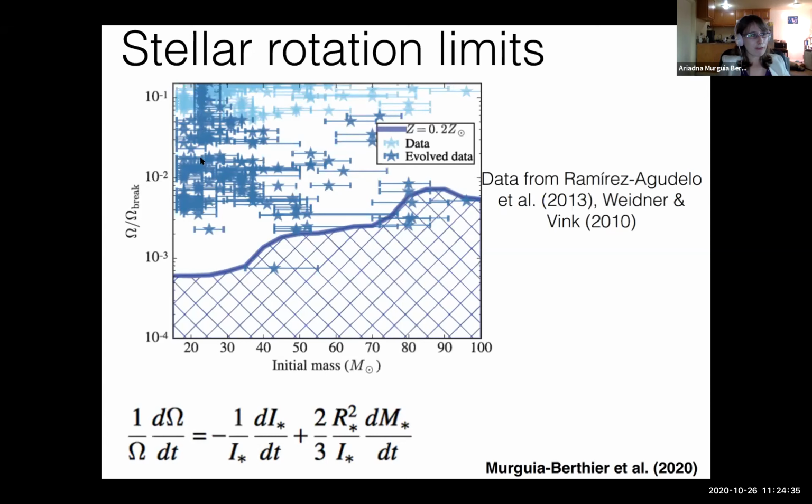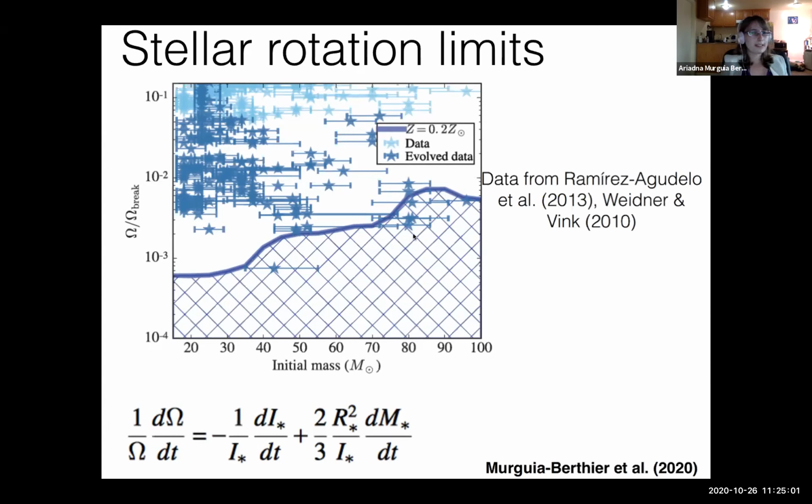And we can evolve those and try to see what their angular momentum or angular velocity is going to look like at the end of their lives, which is these blue stars right there. And we can do the same game and try to see where we're going to have disappearing stars, which is in this hatched region right here. So this is where there's going to be the limit between inefficient feedback and efficient feedback.